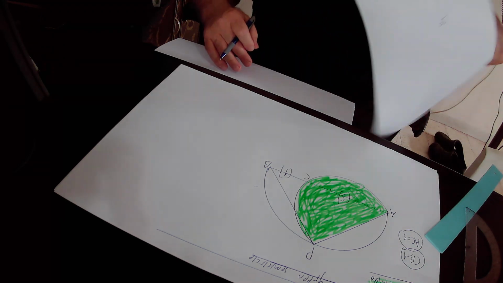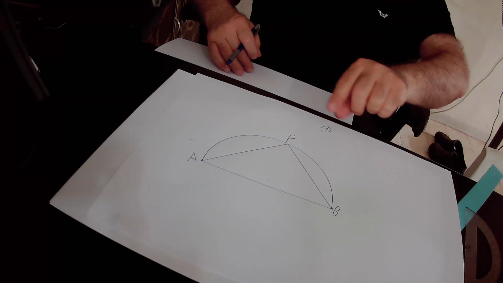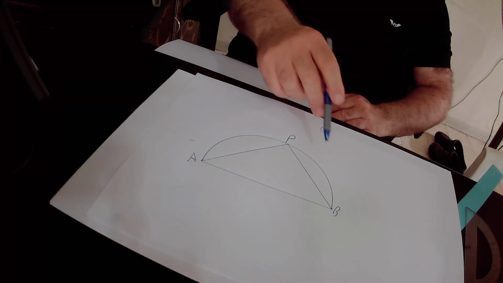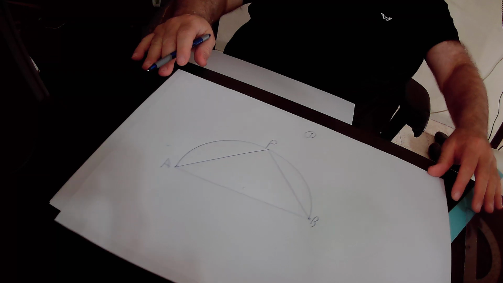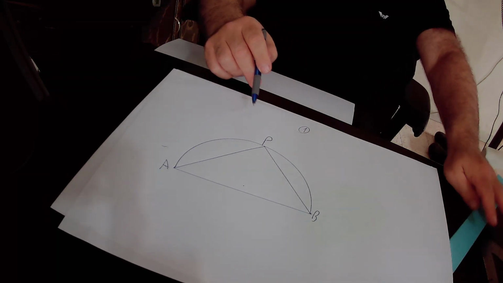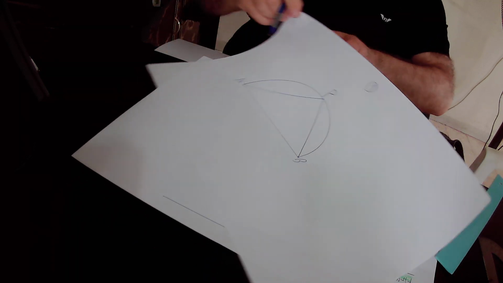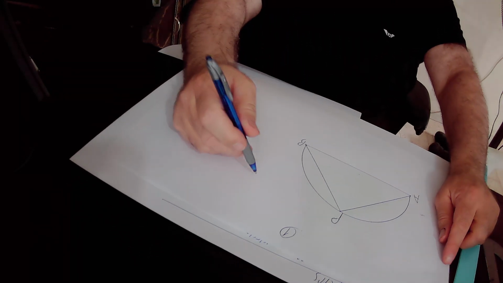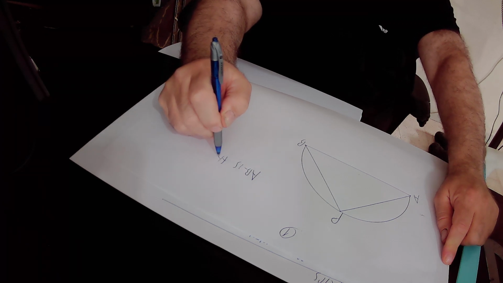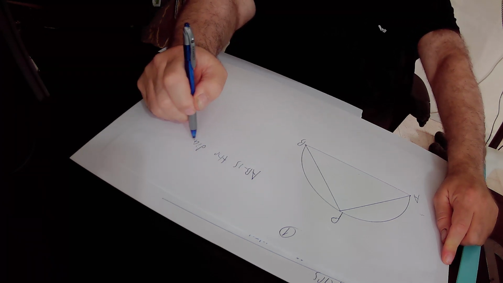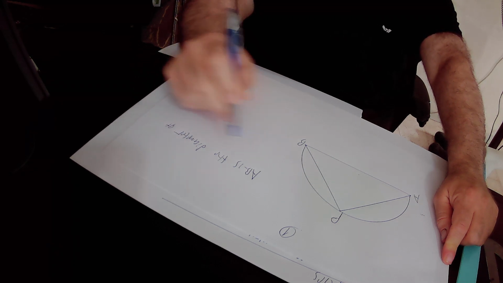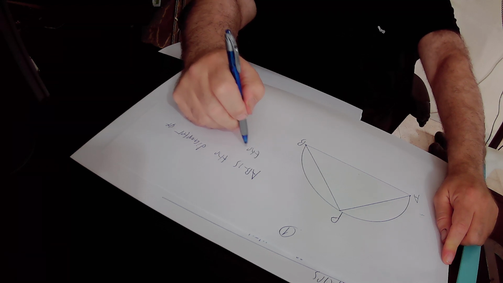So actually, this is the white semicircle that I copied from the original drawing, and this is peripheral angle APB. AB is the diameter of this semicircle, so I'll write it down. AB is the diameter of the white semicircle.